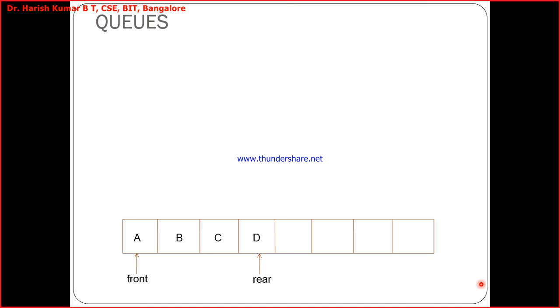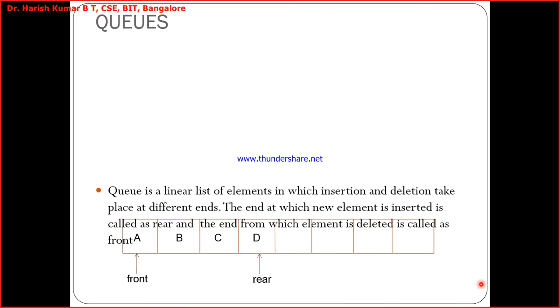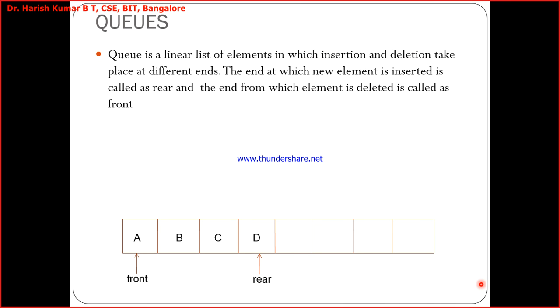So queues. A queue is again a linear list of elements in which insertion and deletion take place at different ends. But in a stack, it used to happen at the same end. Now here it happens at different ends. The end at which the new element is inserted is called the rear, and the end from which the element is deleted is called the front end.